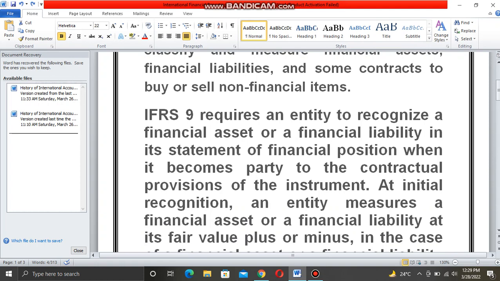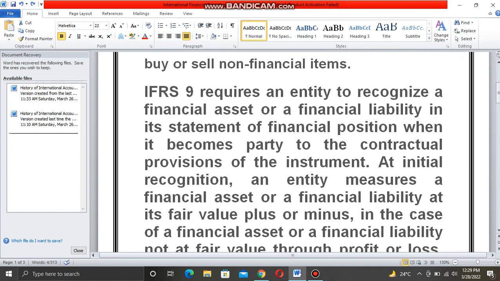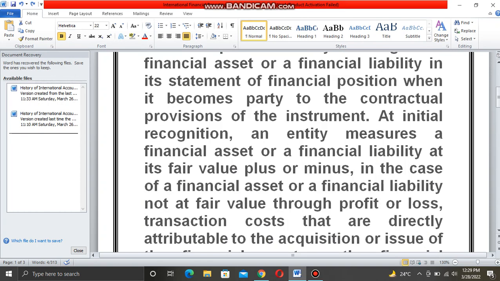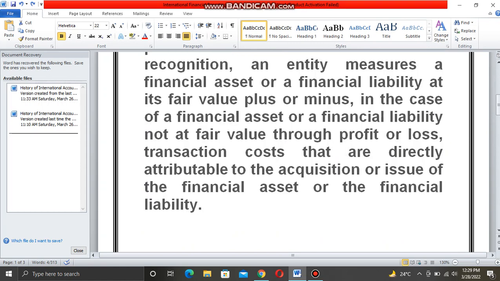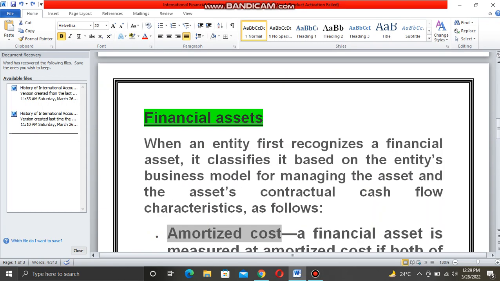Okay, an entity measures a financial asset or financial liability at its fair value plus or minus, in the case of a financial asset or financial liability not at fair value through profit or loss, transaction costs that are directly attributable to the acquisition or issue of the financial asset or financial liability. What are financial assets? When an entity first recognizes a financial asset, it classifies it based on the entity's business model for managing the asset and the asset's contractual cash flow characteristics, as follows.